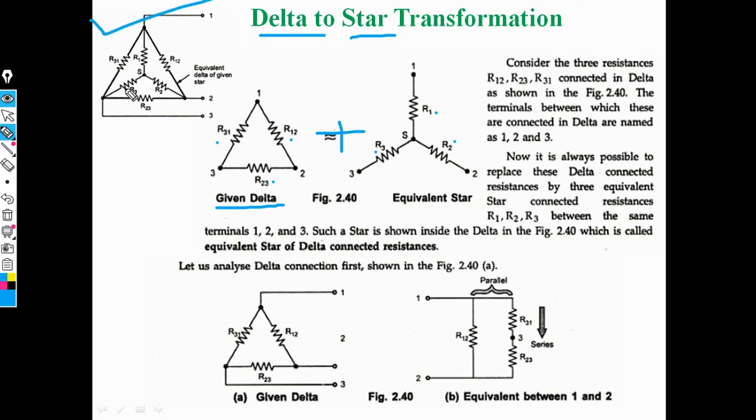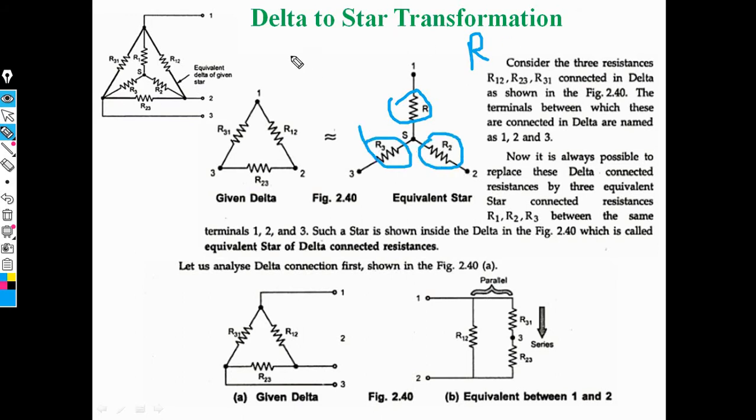This is the star circuit. This is the delta circuit. Okay, now this is the delta to star transformation. In the delta circuit that is given here, we have to obtain the value of R1, R2 and R3.